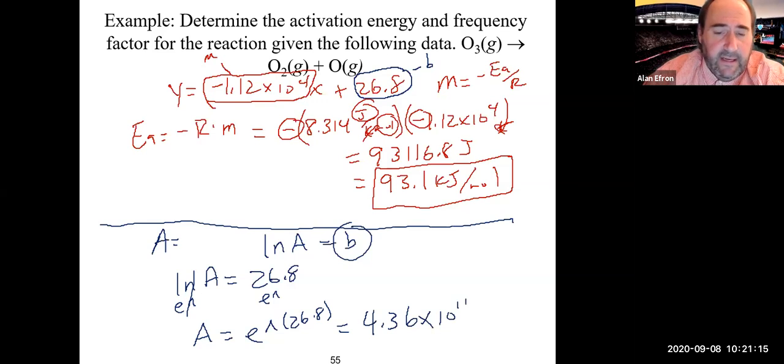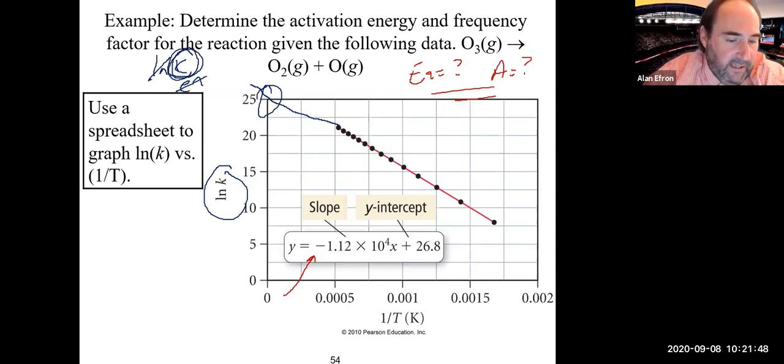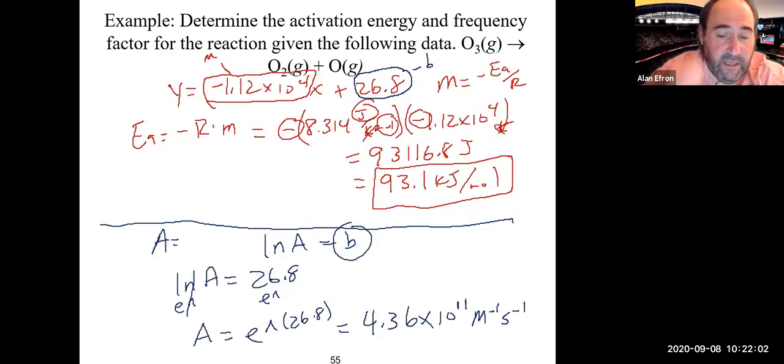10 to the 11. Now, you may be wondering what the units are, and the units here are actually going to be reciprocal molarity seconds. It is the same units that we see for our k, basically. The y-intercept is the natural log of k. When we take e to that in the calculation, we're back to just k. That's why the units end up being the same as the rate constant: the units basically default back to the same as the rate constant.